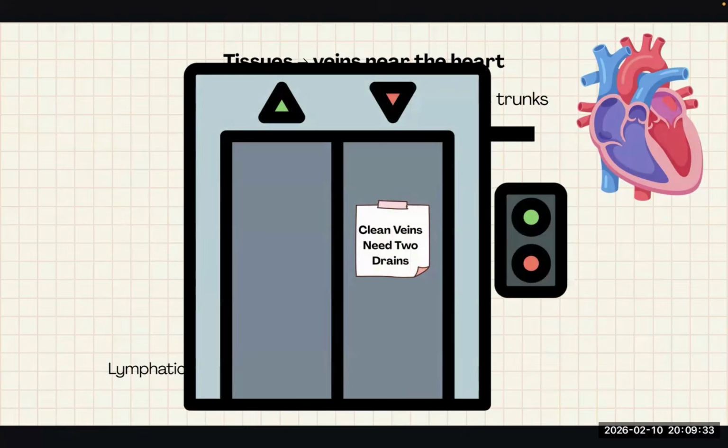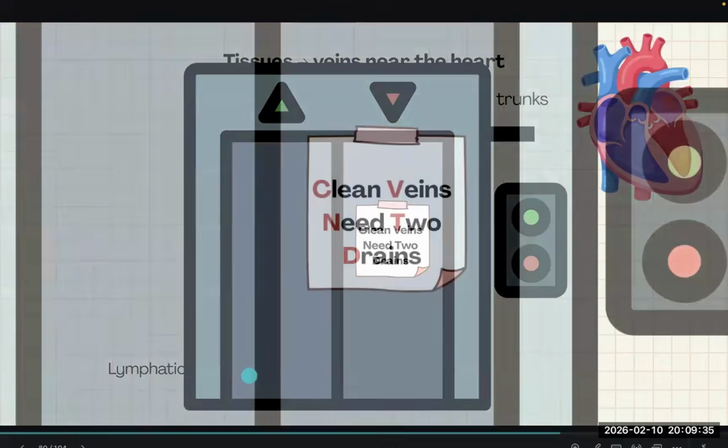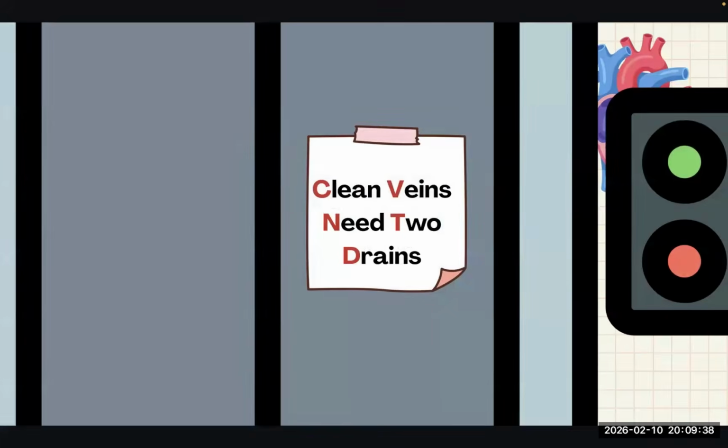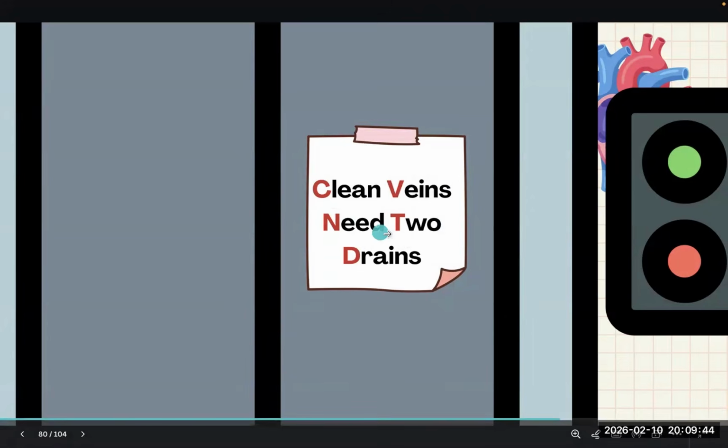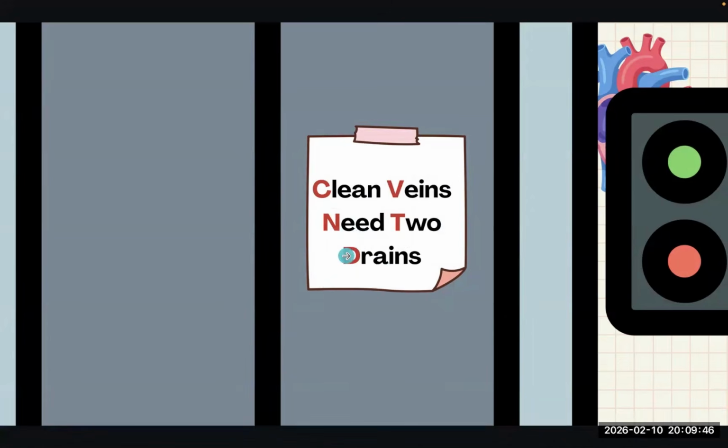Okay, let's read that memo over there. It says clean veins need two drains. Clean, so C stands for capillaries, V vessels, N for nodes, T for trunks, and the D is for ducts. Okay. Now you'll tell me, okay, well, what does that sentence mean? Like, what is the point of it?